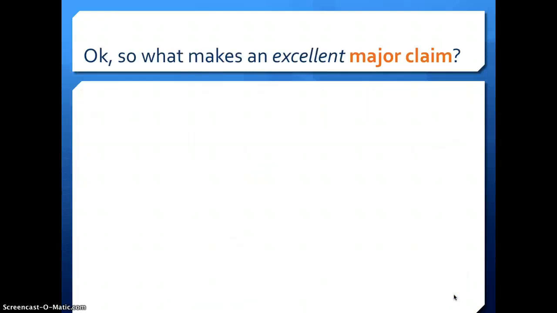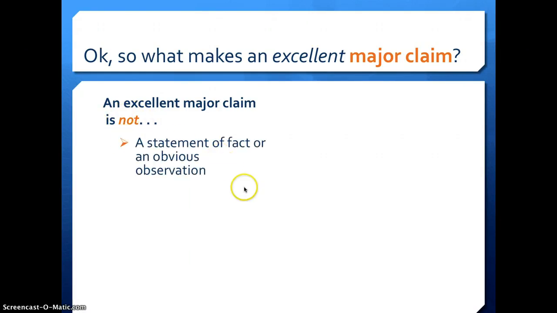Okay, so here's the meat of our video. Here's what you really want to know, take your notes on, etc. What makes an excellent major claim? Well, an excellent major claim is not, and you're going to see this, orange is all my nots, okay? It is not a statement of fact or an obvious observation. A lot of us try to make an argument, but instead of an argument, we make an obvious observation. I'll show you some examples later.